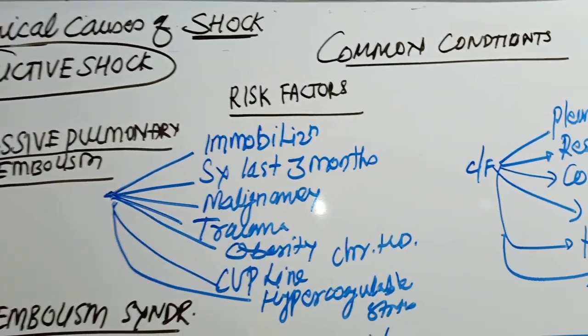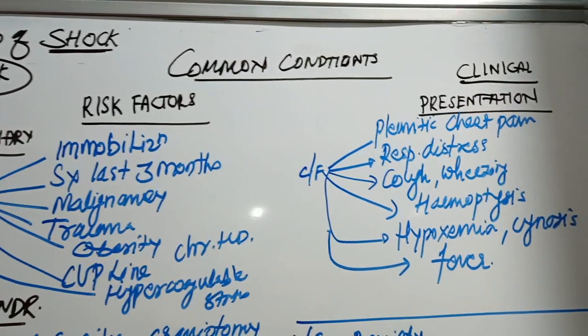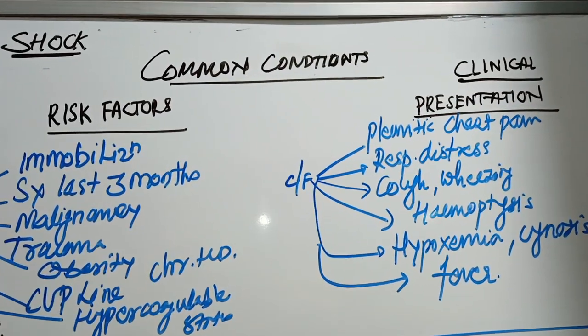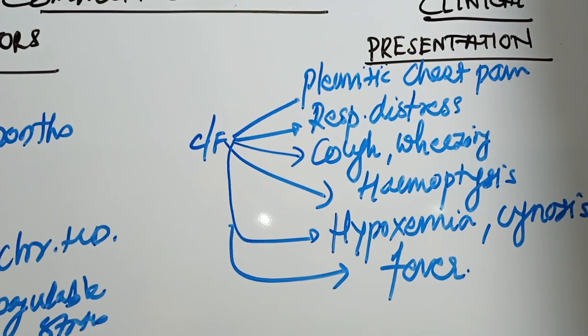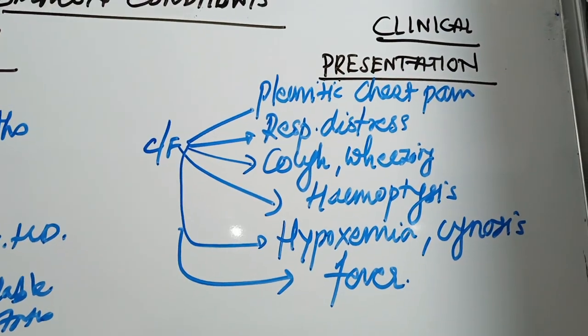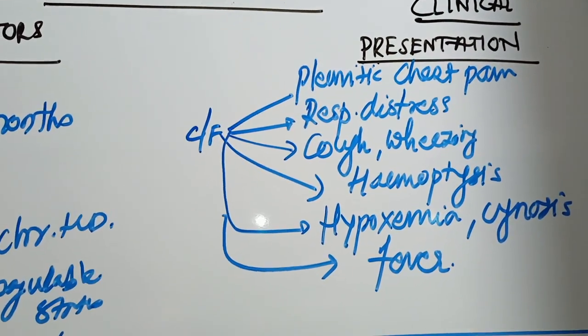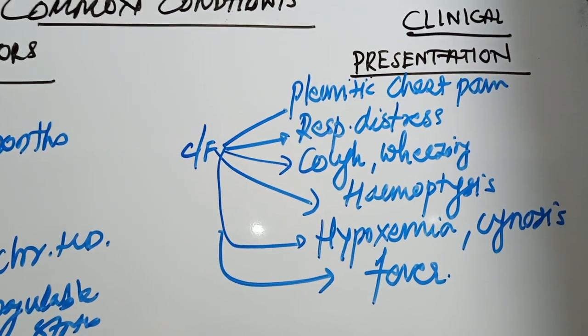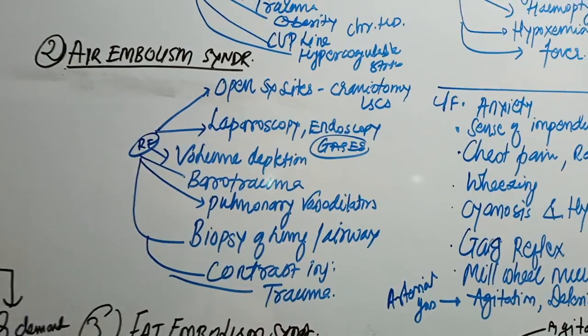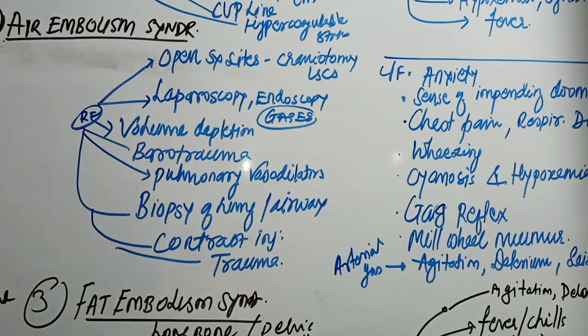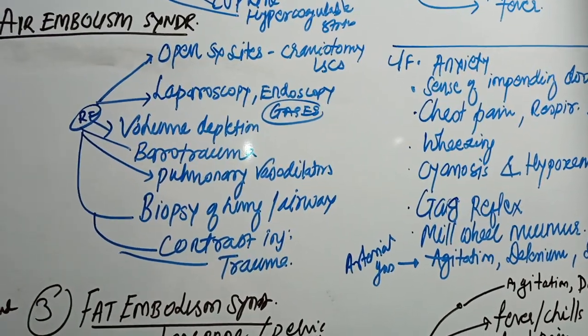How does pulmonary embolism present? It presents with pleuritic chest pain, respiratory distress, cough, wheezing, occasional hemoptysis, hypoxemia, cyanosis, and fever. Specifically, hemoptysis and fever can be there. The other type of shock is air embolism. This is important in the operation theater also.